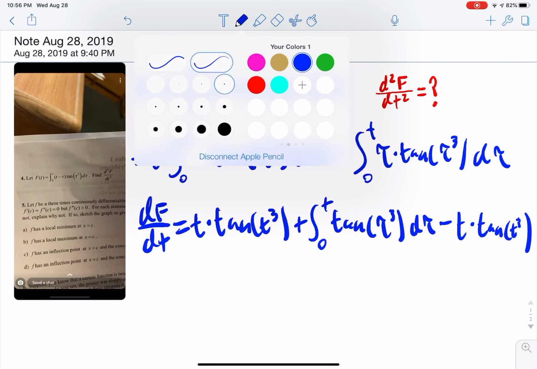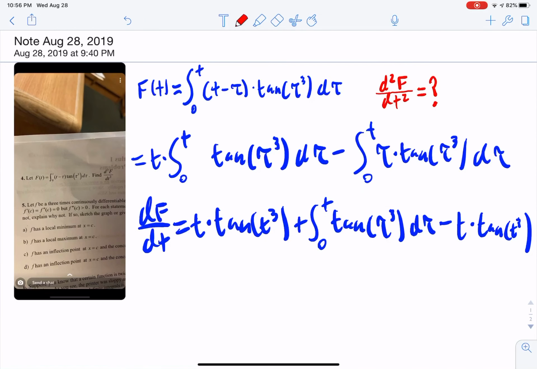And what we can notice is that we have t times tan t cubed and negative t times tan t cubed. So those are going to cancel each other off. And we're just left that the first derivative is the integral from 0 to t of tan tau cubed d tau. So this makes it pretty easy for us to find the second derivative.